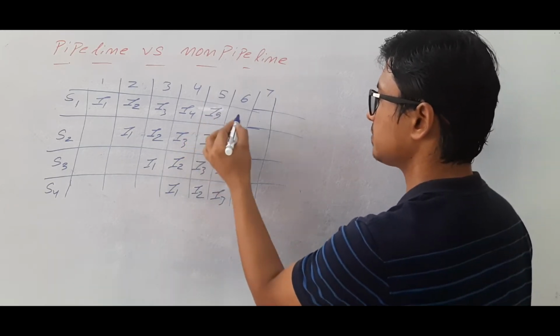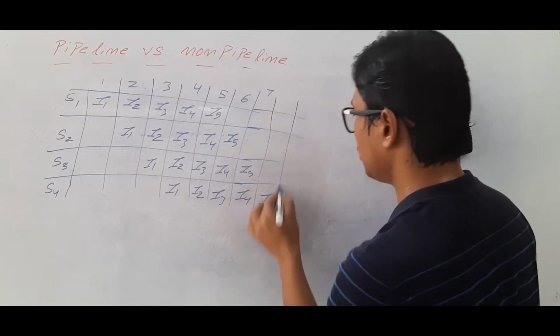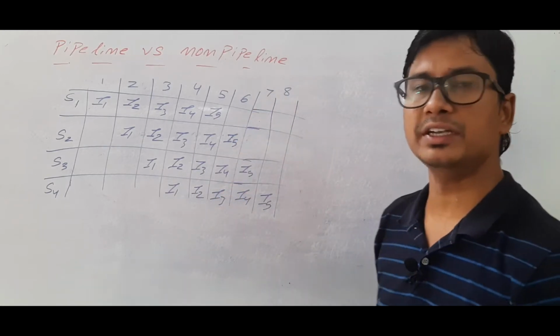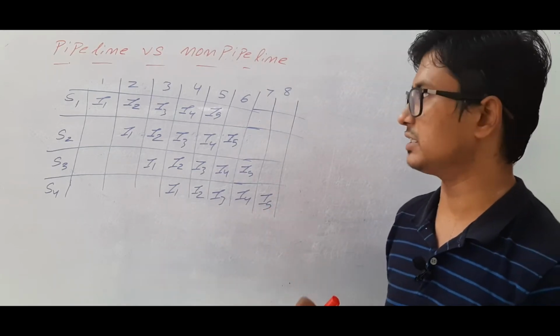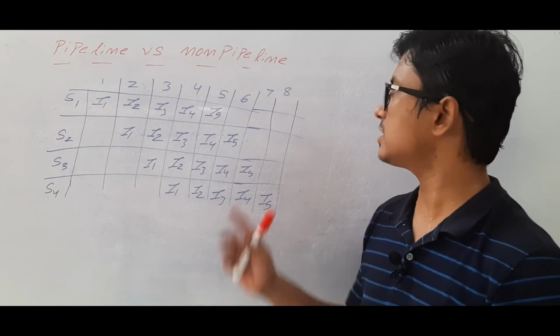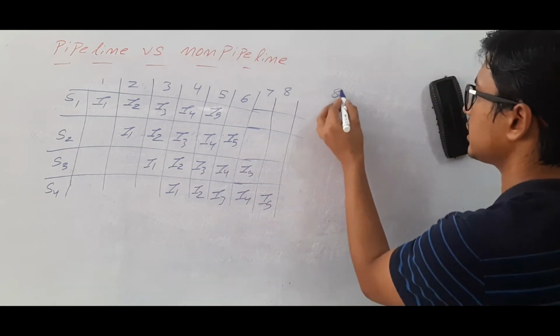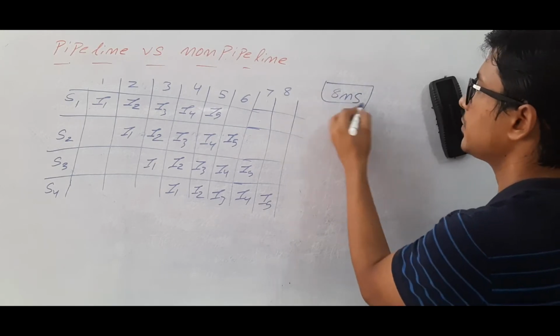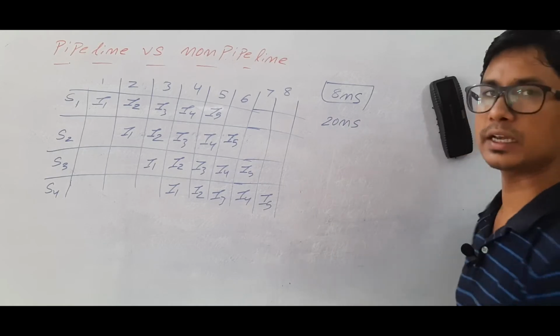Now we will see instruction 5 here. So with the help of 8 nanoseconds I have executed all the 5 instructions. Now the time taken using pipeline is 8 nanoseconds. Without pipeline we got 20 nanoseconds.